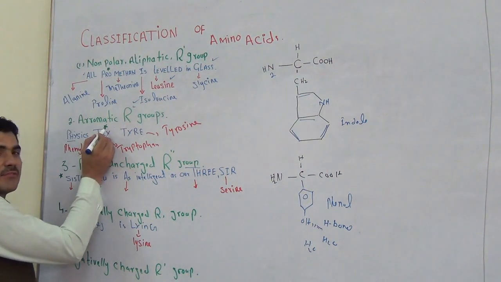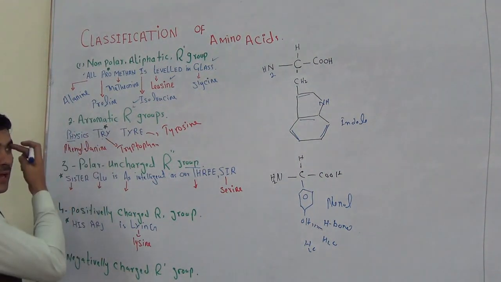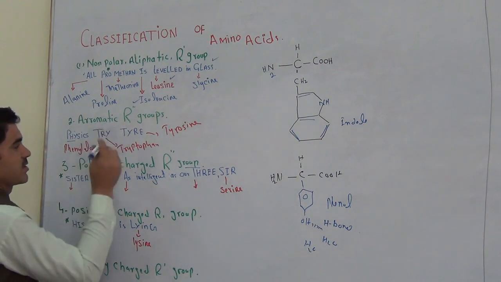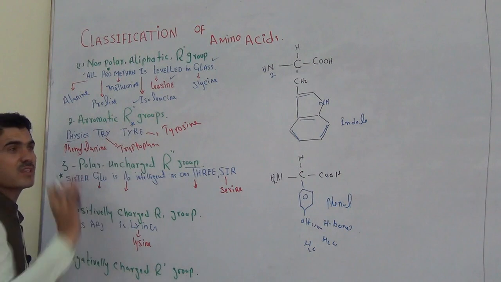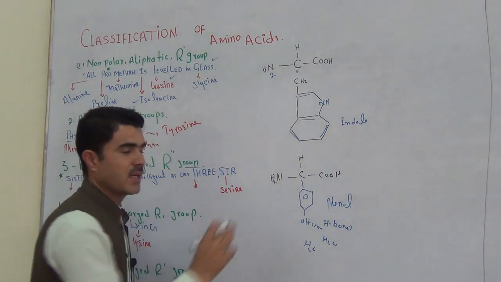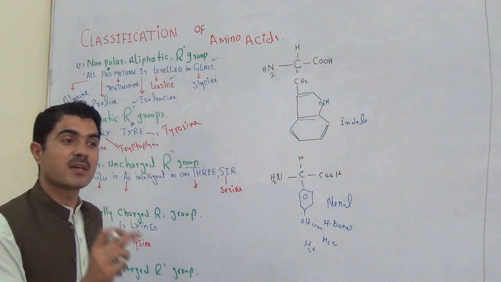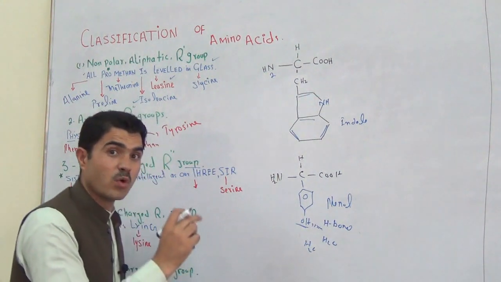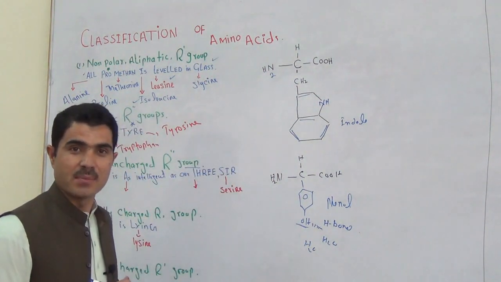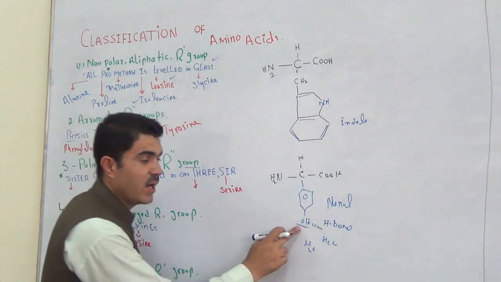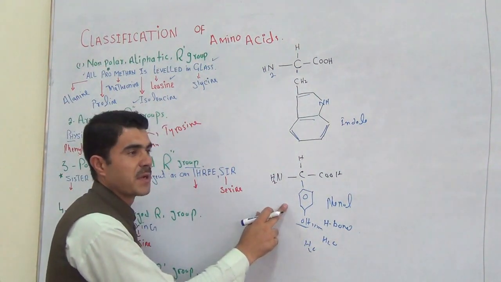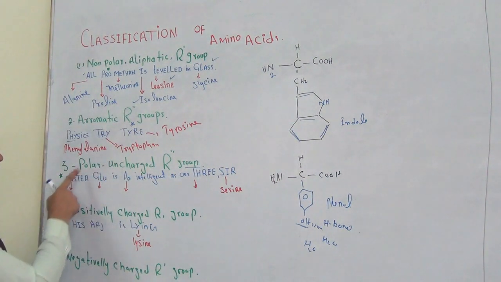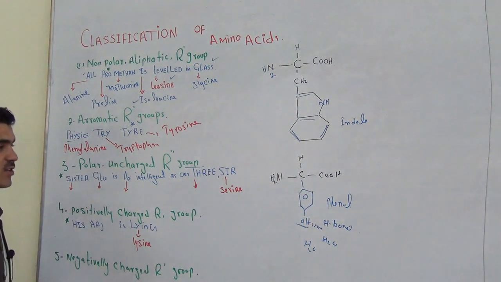One thing more: here I have written a star on tryptophan, or tyrosine, sorry, this is not a star, it should be on tyrosine right here. This amino acid is important because it is part of some enzymes, and that OH group is considered the most important functional group for those enzymes. Those enzymes' function will be related to that OH. So this amino acid is special because it is part of some enzymes. And then we will come to the next category, polar uncharged R group.